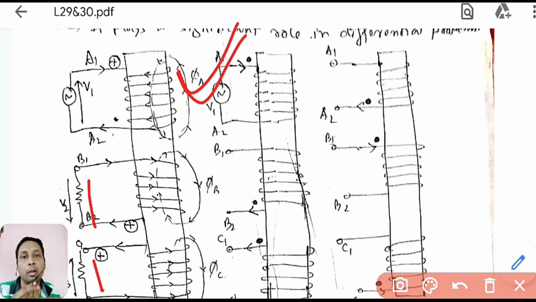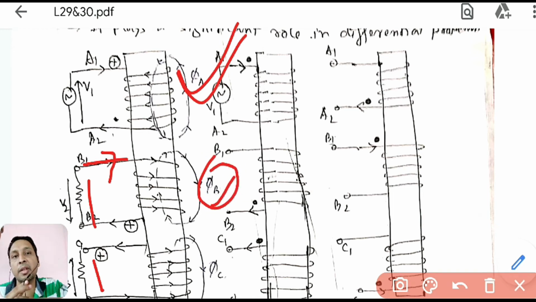Lenz's law is a mother killer. It will kill its source from where it originates. So it originates due to phi A. So this current will be in such a way that the flux created by it, this phi B, the flux created by the current generated through induction, through EMF, then through resistors, will oppose that phi A.